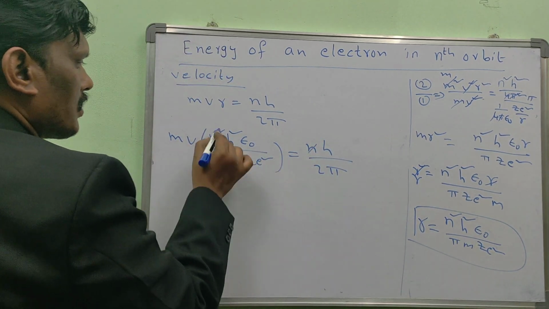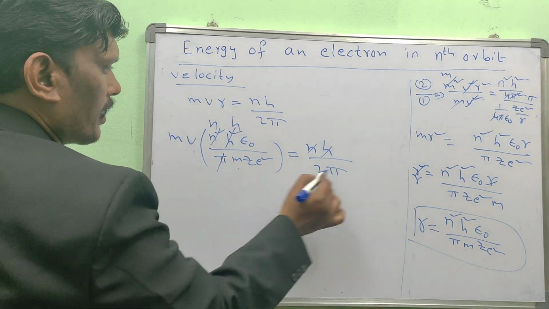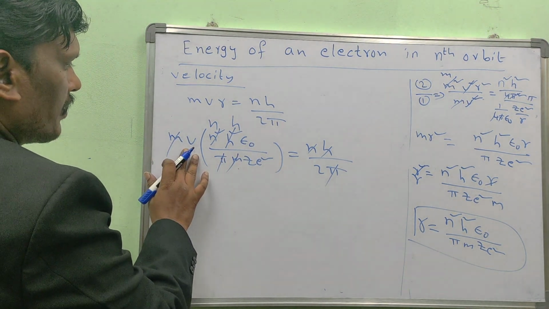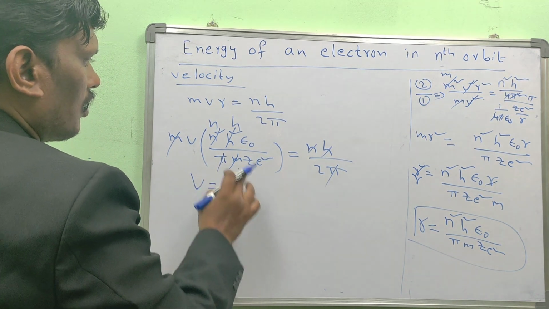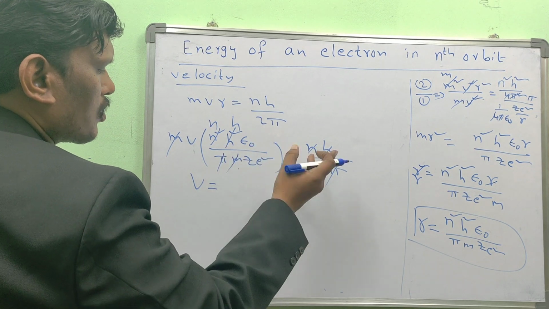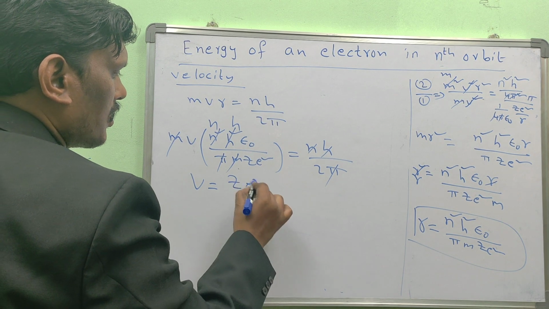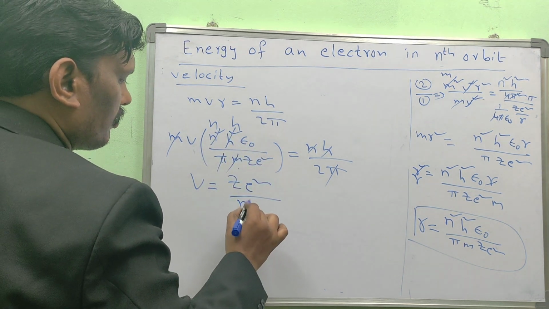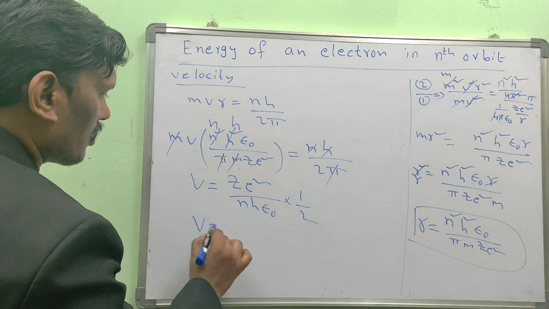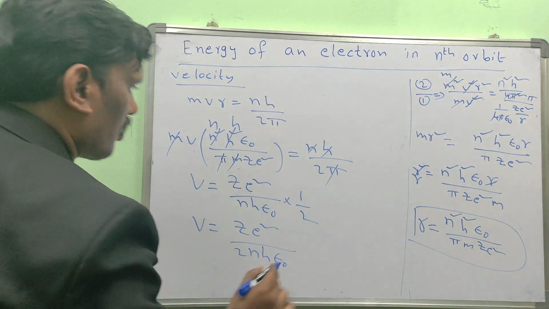Here what happened? n gets cancelled in n square by n, h gets cancelled in h square by h, and any others? pi cancels. And here m cancels. So I require v. So v is equal to, here what remains in the numerator? nh epsilon naught. In the denominator Z e square. Transposing to the other side is the reciprocal. So nh epsilon naught by Z e square transposes to the other side as Z e square upon nh epsilon naught. And what remains here? By 2. So finally, what is the velocity? Z e square upon 2 times nh epsilon naught.